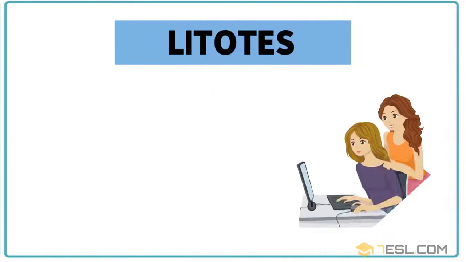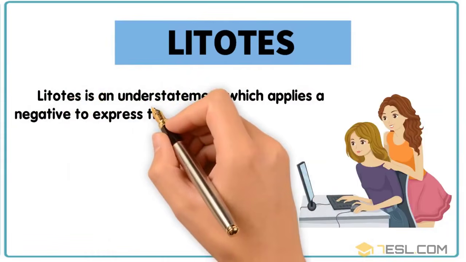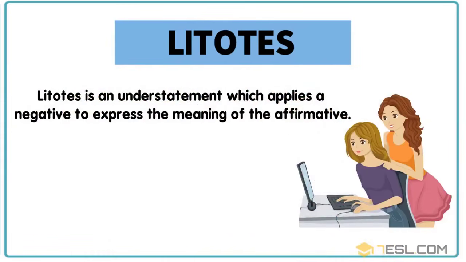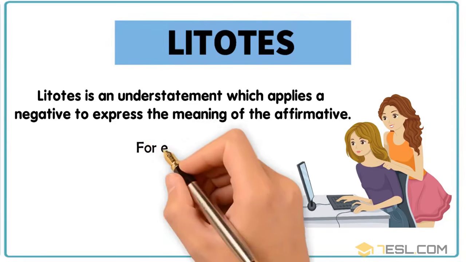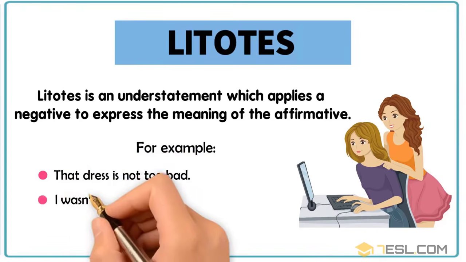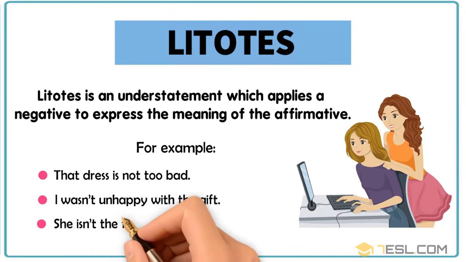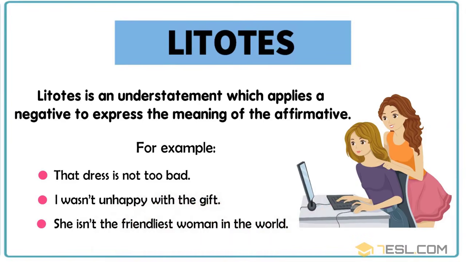Litotes. Litotes is an understatement which applies a negative to express the meaning of the affirmative. For example, that dress is not too bad. I wasn't unhappy with the gift. She isn't the friendliest woman in the world.